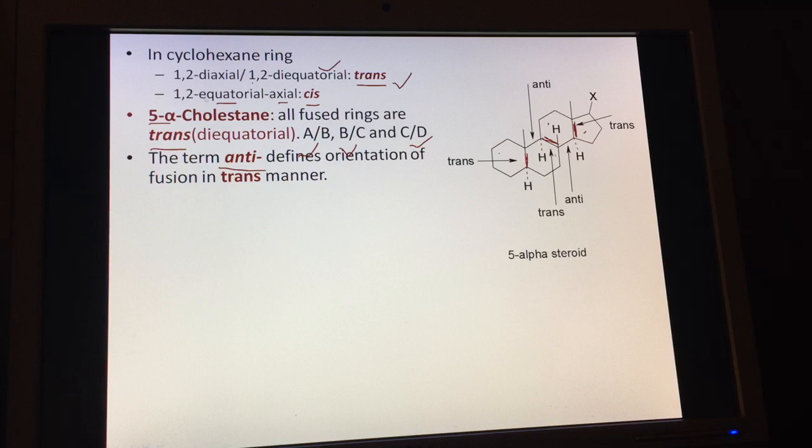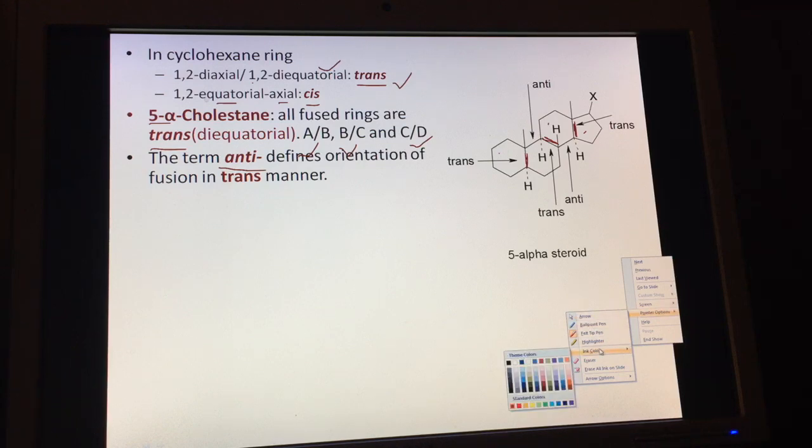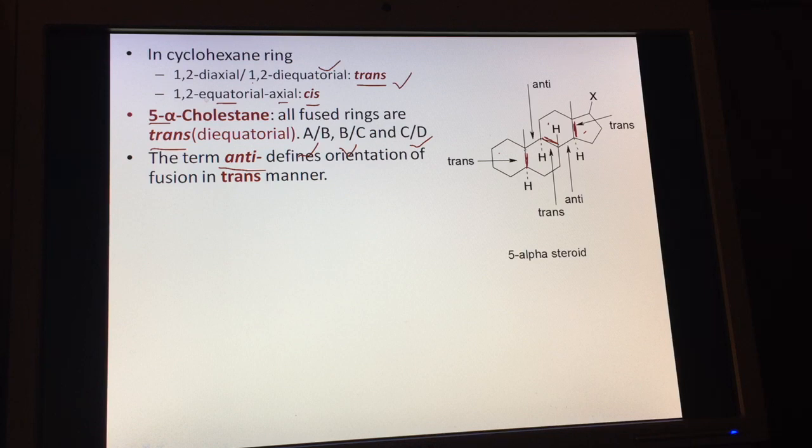Now if you look at this bond, in this bond you can see this hydrogen and this methyl are in the trans orientation. So this is anti, this fusion is called anti.